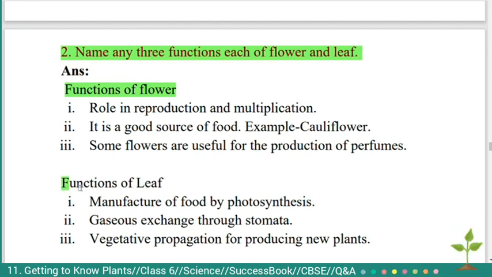Now functions of leaf. First, manufacture of food by photosynthesis. Second, gaseous exchange through stomata. Third, vegetative propagation for producing new plants. So these are the three functions each of flower and leaf.